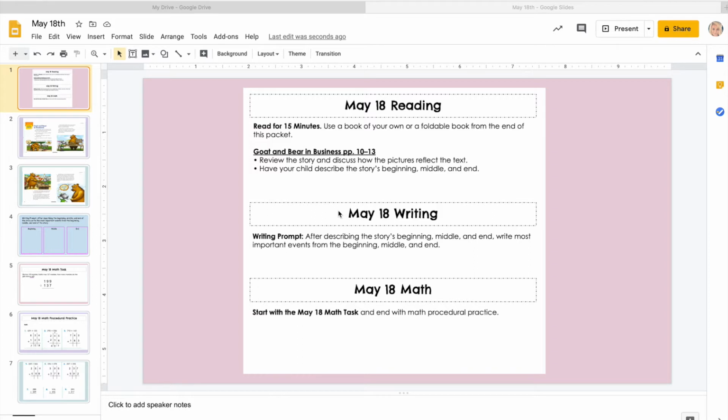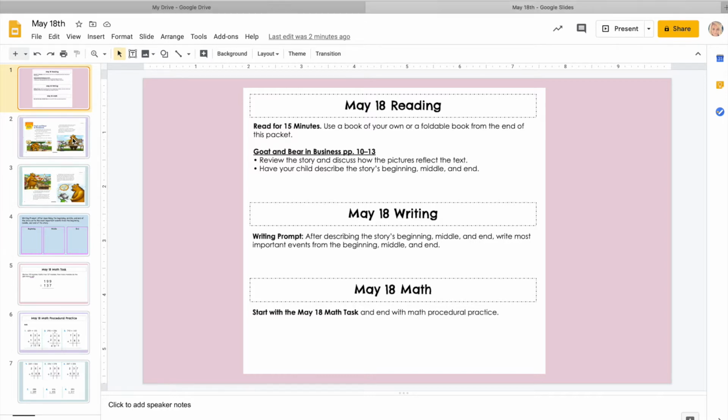We're going to have a little bit of writing. Your writing prompt is going to be, after describing the story's beginning, middle, and end, you're going to write the most important events from the story that happened in the beginning, middle, and end. And then we are going to end it with some math, where we have a math task and then a little bit of procedural practice. So let's go ahead and get started.